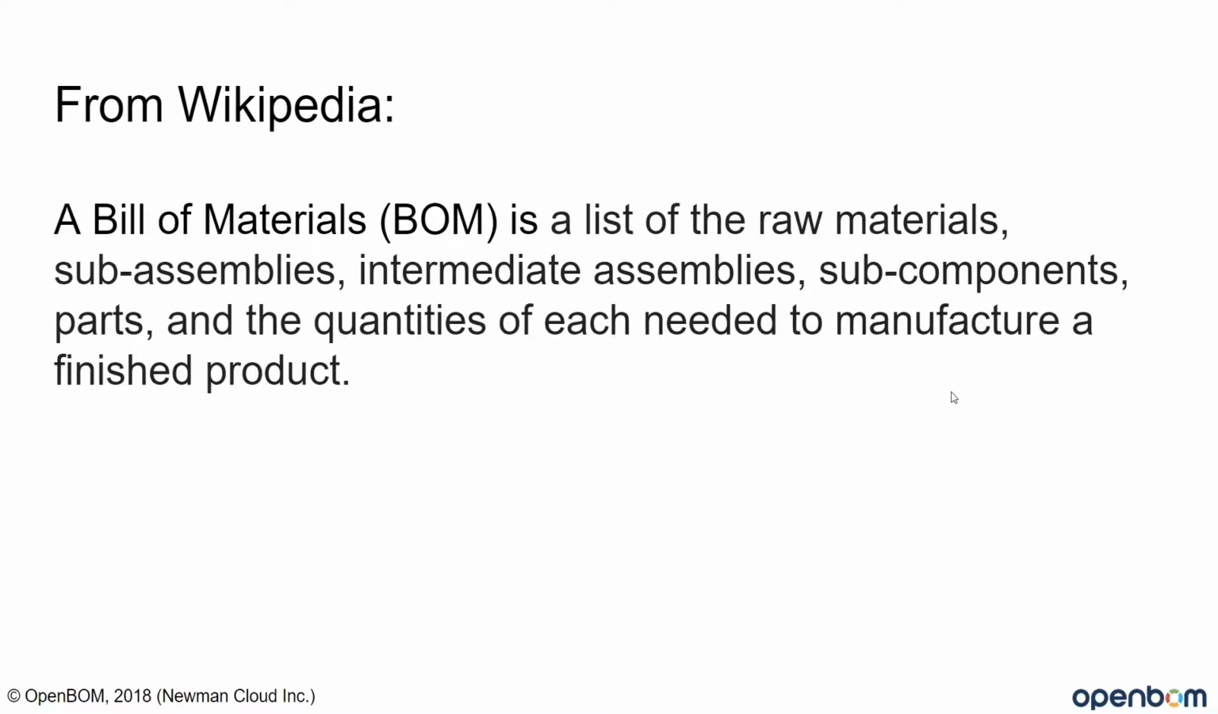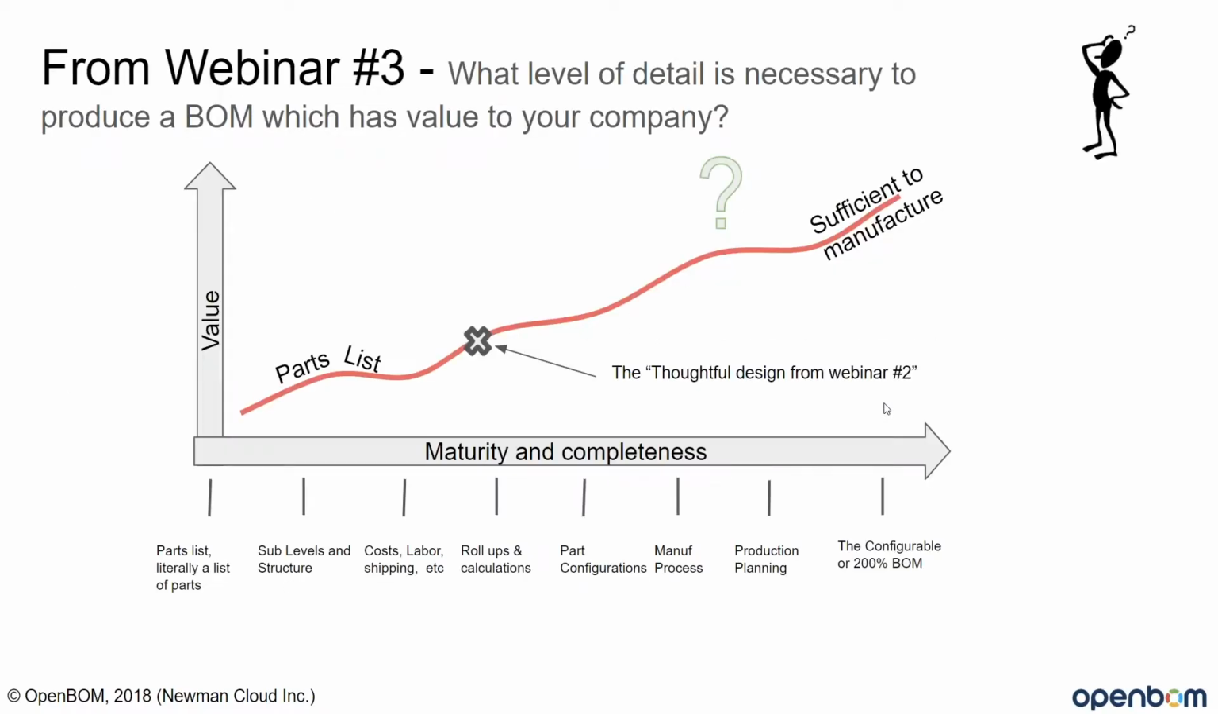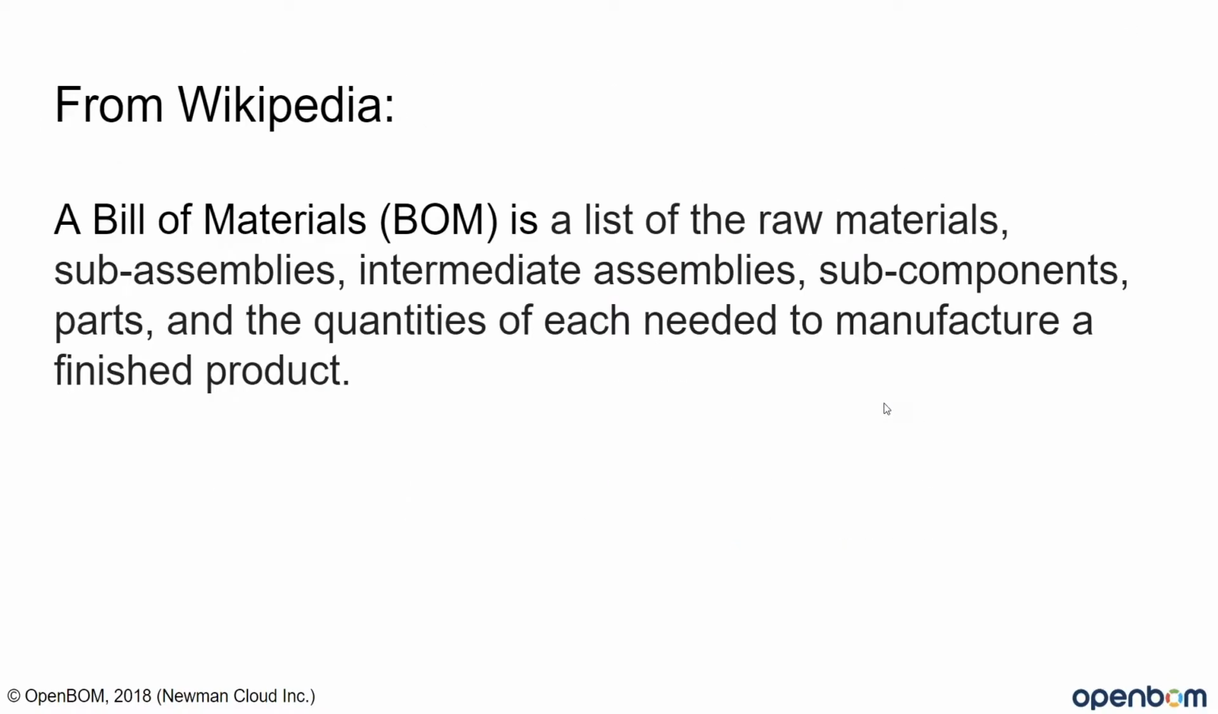Let's just review quickly from Wikipedia. A definition of bills of material is a list of raw materials, subassemblies, and other things that are required to build your product or manufacture your product. So we're taking that simple approach, and we're going to keep that in mind as we move through the webinar today.